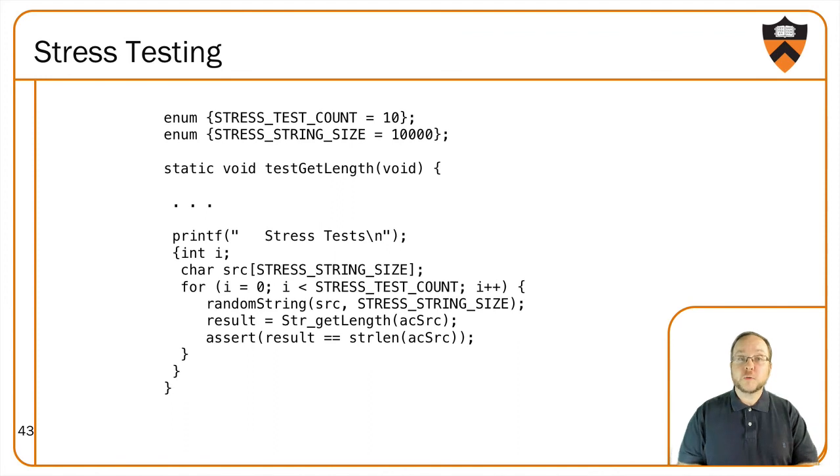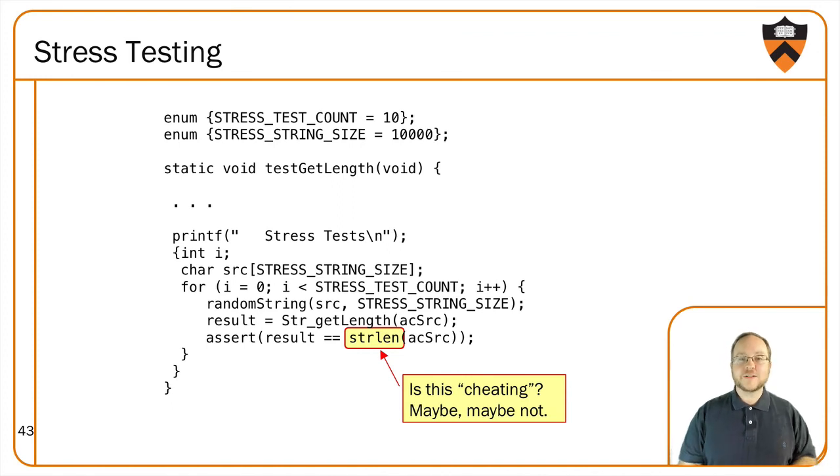So here's a plausible stress test. We choose 10 strings of length 10,000 each, and we fill the strings with random data. Let's assume that that's what this random string does. Then, as far as the test itself, we compare with a reference solution. And that might get your hackles up as bogus in some way. If we have the function already, why are we writing a new one? But I maintain this is actually quite plausible.